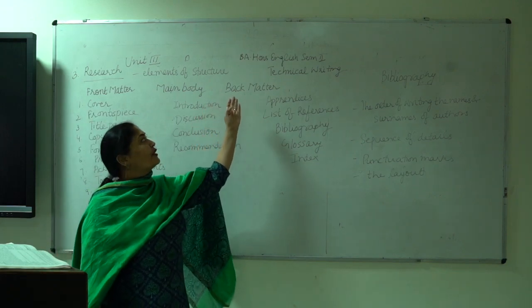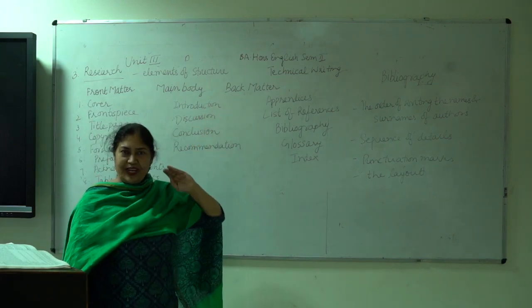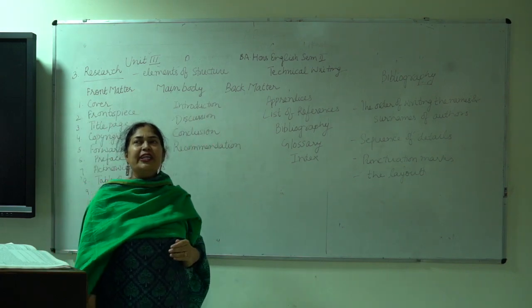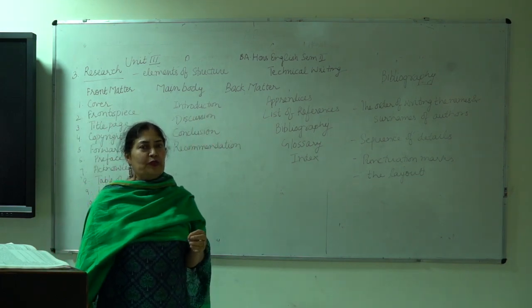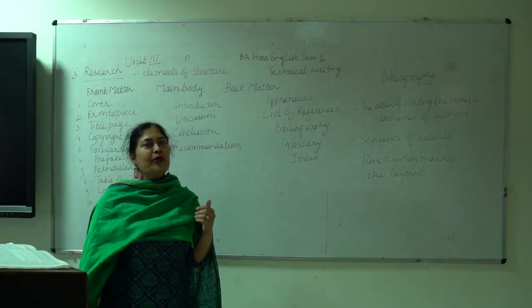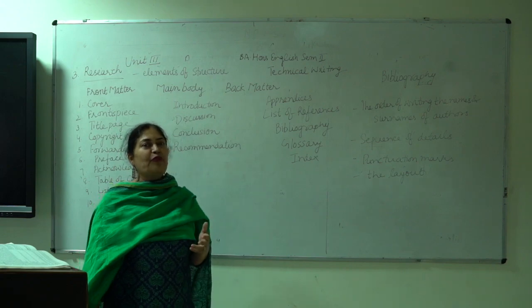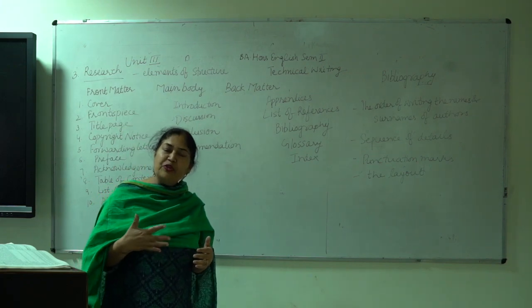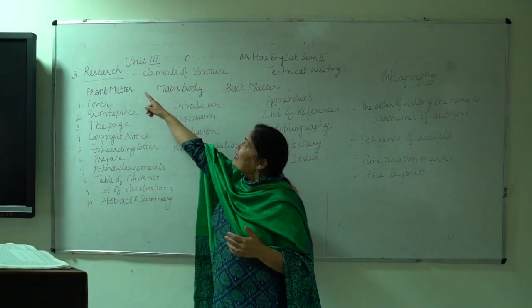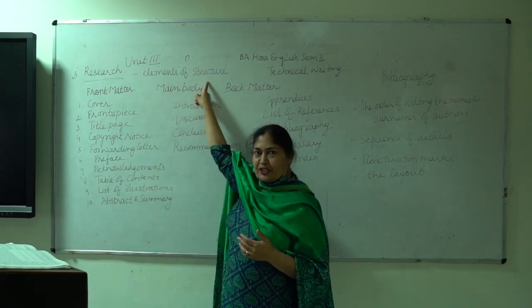This lecture is for BA Honours English Semester 2 class, and the class is Technical Writing. In Unit 2, we are left with one topic, and that is research. I am going to give you a brief on what research is and how you have to write a report on that. First of all, I am going to write the elements of research.